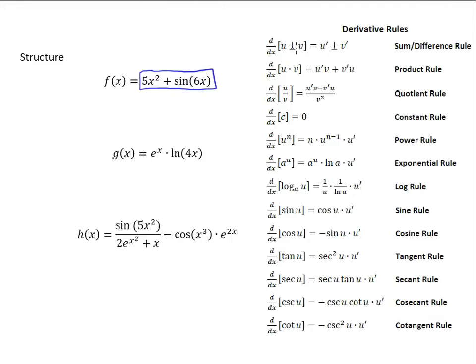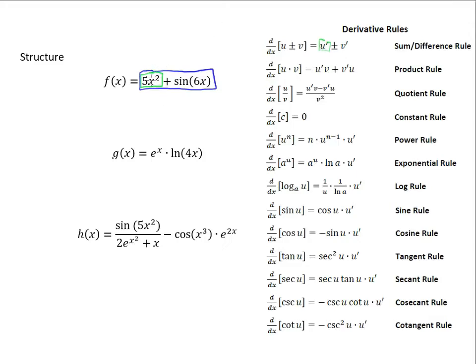But for the addition rule, it's just the first one plus the derivative of the second one. So if I were going to take the derivative of a sum problem, what I need to do first, according to the rule, is take the derivative of the first term. So I would look at this first term right here and ask myself, okay, what kind of structure or rule does this follow?